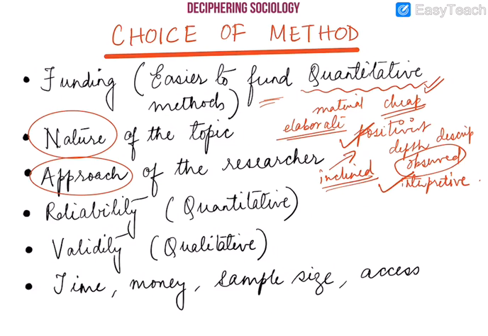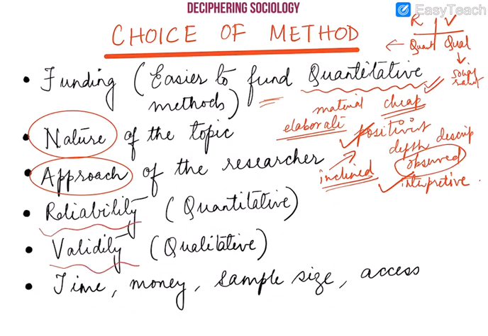We studied reliability and validity, and I had also said that if you want a study to be reliable, then you should go for a quantitative method, and if you want it to be valid, then you should go for a qualitative method. Qualitative means it will give a real picture of the social reality, and quantitative means it does not matter which researcher is conducting the experiment, he or she will get the same result or observation.